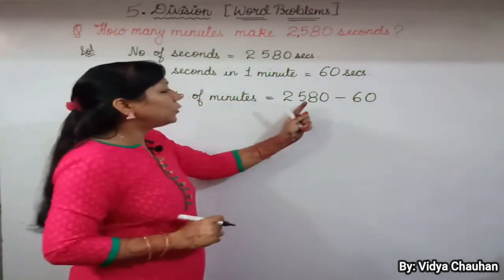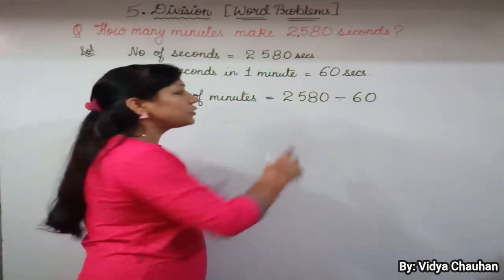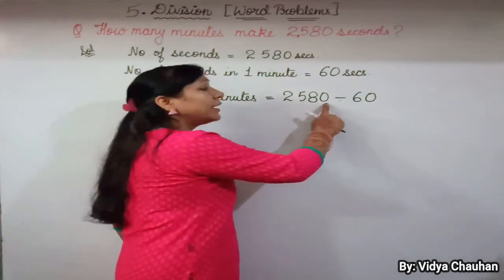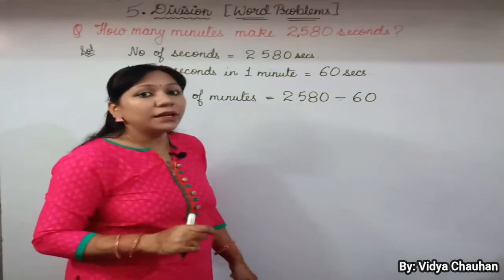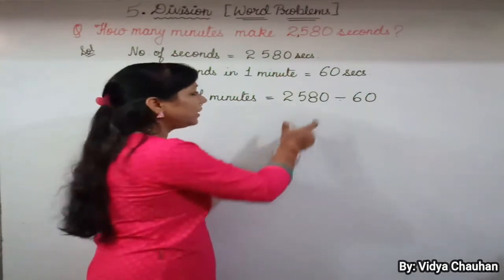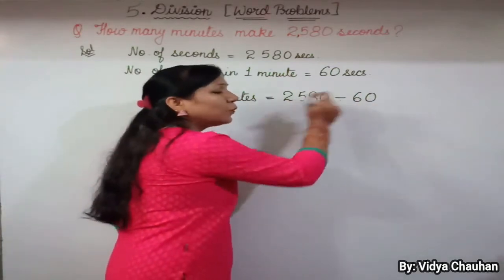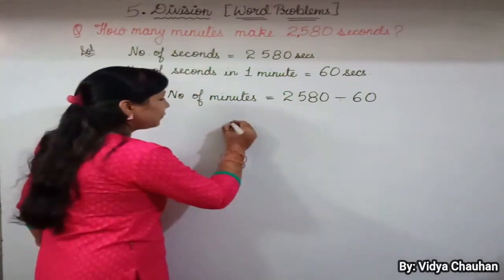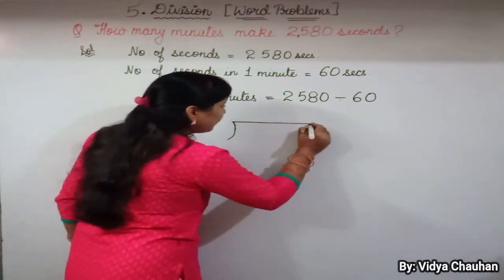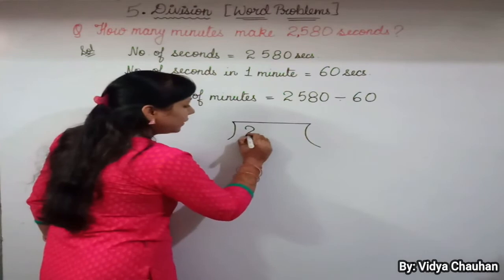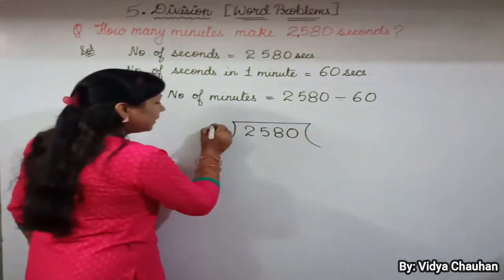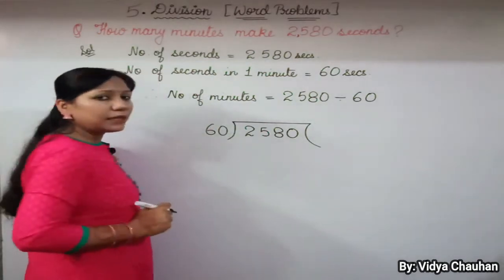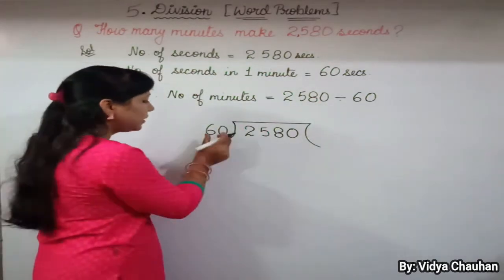So as the total number of seconds given to us is 2580, and the number of seconds in 1 minute is 60, we will divide 2580 by 60. Let us perform the division now. What is the dividend here? 2580. Our divisor is 60. So let's start the division.